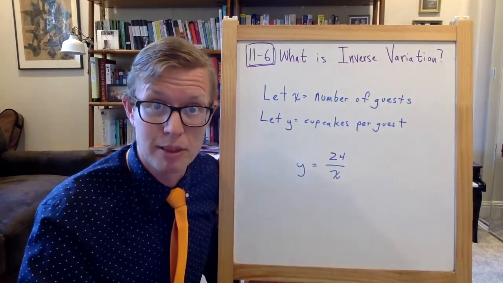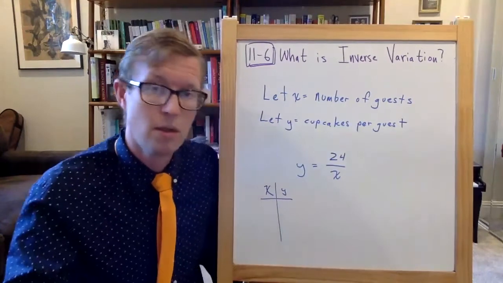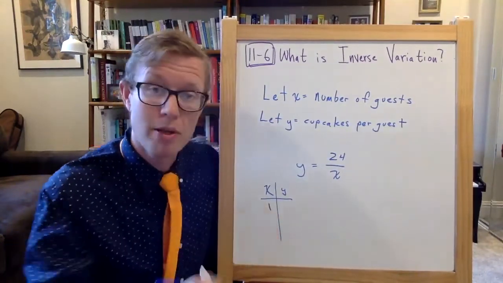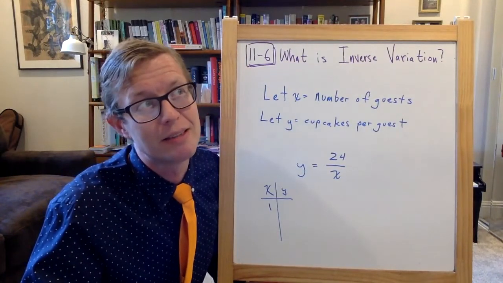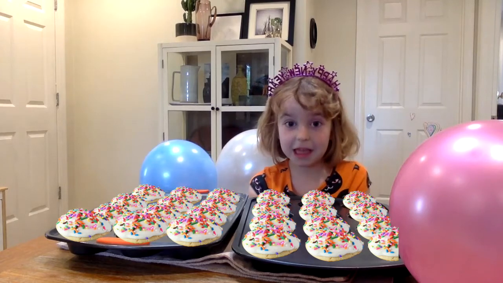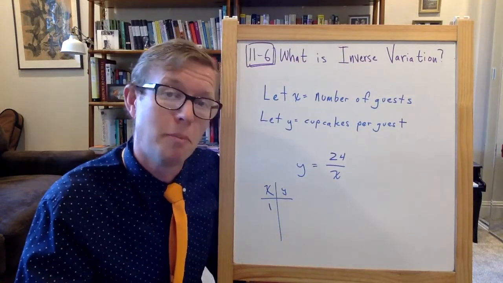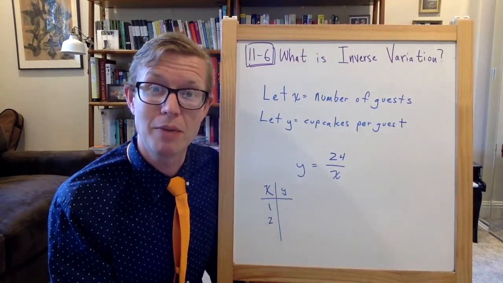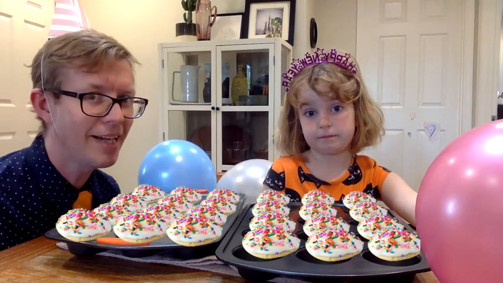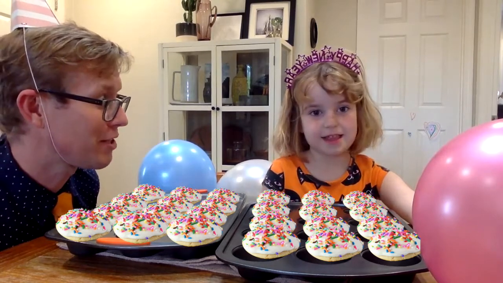Now let's imagine a couple of scenarios. Let's make a table here. What if you have just one person at the cupcake party? Well, not much of a party, but you get the idea. What if you had 2 people at a party? How many cupcakes would that be? 24 cupcakes. You want to split these between the 2 of us?